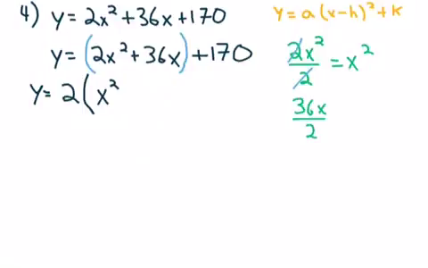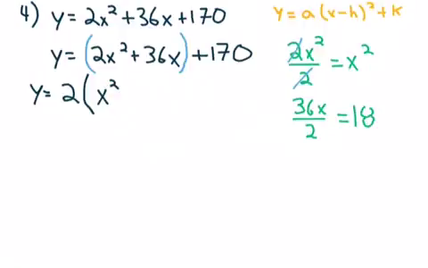Now we're not just halving this, okay? Because we're factoring out a 2, we're dividing it by 2. If I were factoring out a 3, I would divide this by 3. If I were factoring out an x, I would divide this by x. But since we're factoring out a 2, 36x divided by 2 is equal to, okay, so 36 divided by 2, that's going to give me 18.